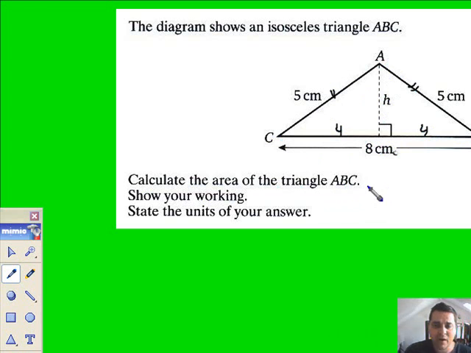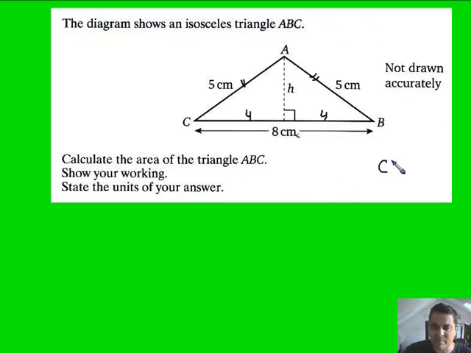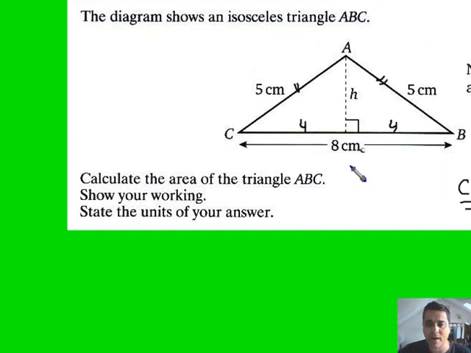Calculate the area of the triangle ABC, show all your working and state your units. Well, let's just state my units now. It's going to be in centimetres squared, good old area of a triangle. You know the area of a triangle: half base times the height. Problem is I don't know the height, so I'm going to work it out using good old Pythag.